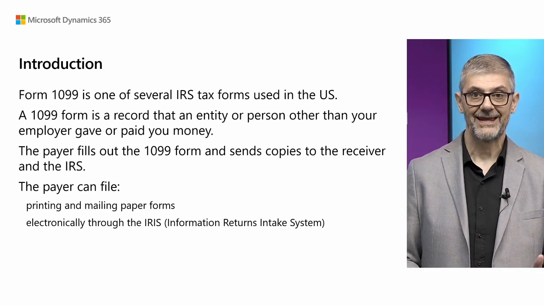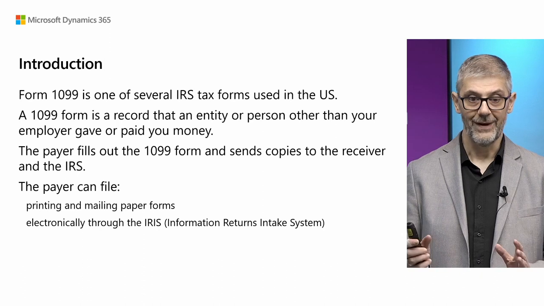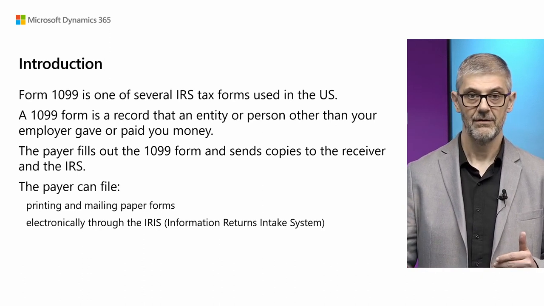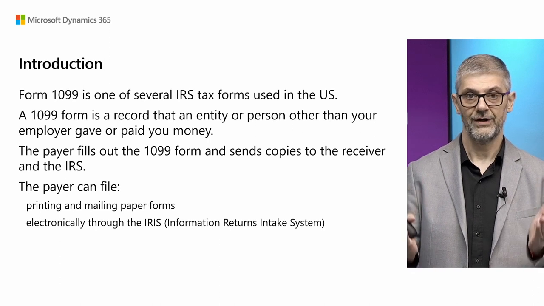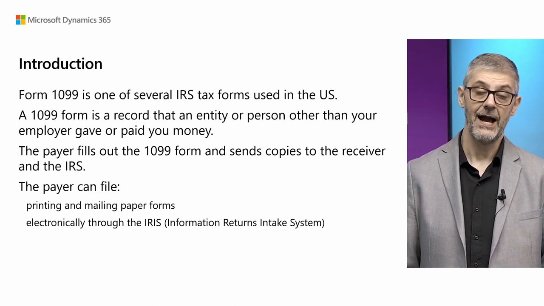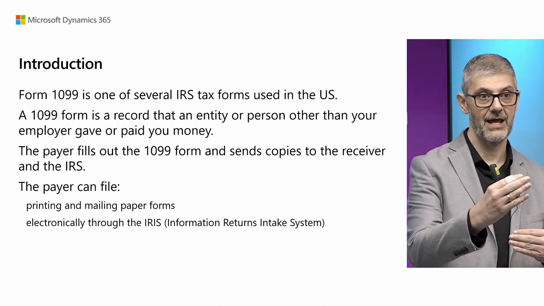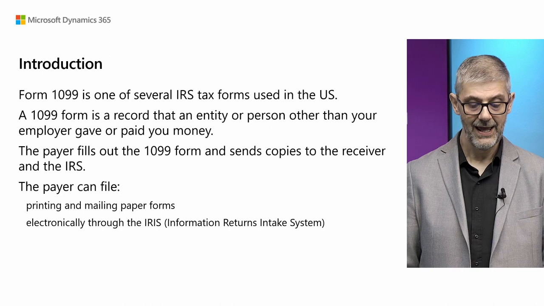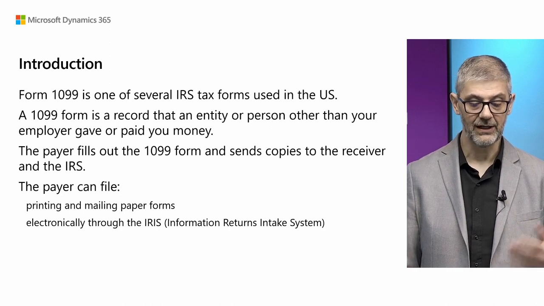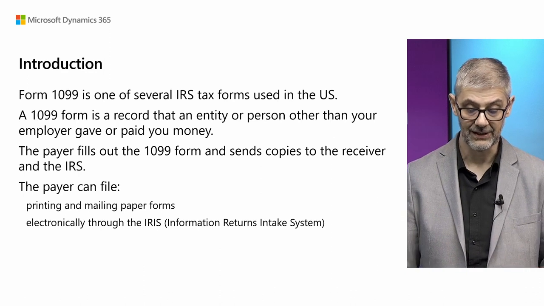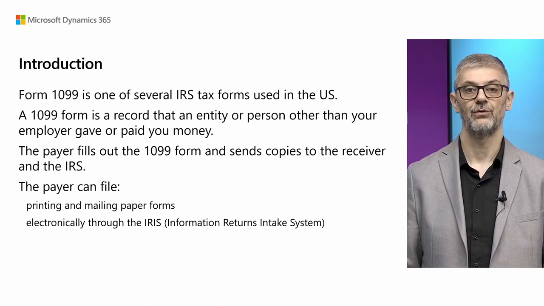So the payer can file in two ways. The payer can print and mail paper forms, that means printing on original pre-printed IRS forms and sending this to the IRS and the same copy to the vendor. The other option is electronically through the IRS Information Returns Intake System, which means fully automatically.